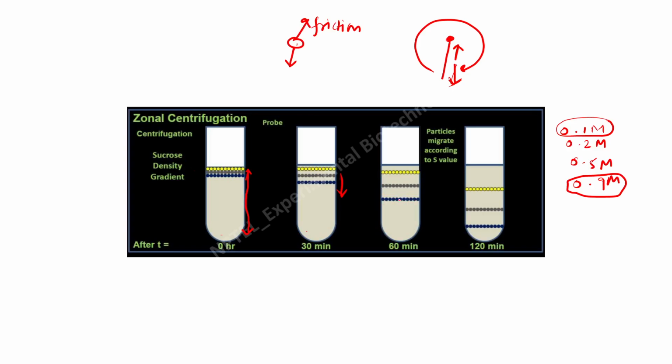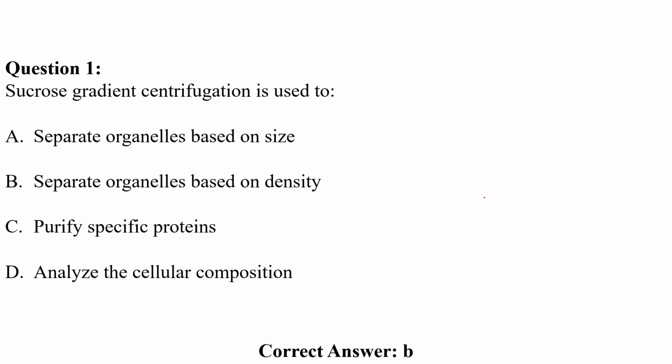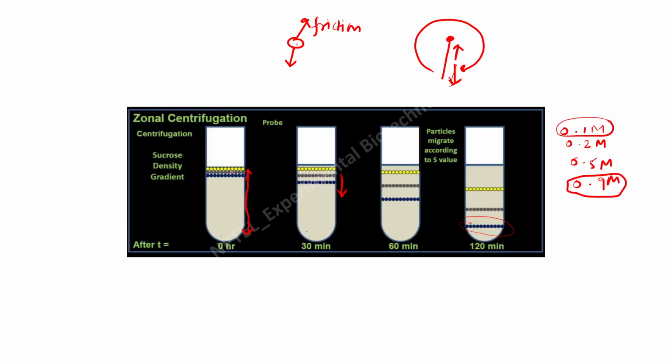separated samples. So when the sample reaches its own density, let's say these blue samples, they have a density around this region of the sucrose. Whatever the density of sucrose is in this region, these blue organelles or whatever the sample was, it has the same density. So that's how the separation happens. They reach the point where they match the density of the sucrose that is present in the gradient. So basically we separate the organelles based on density. Okay, I hope this question is clear.